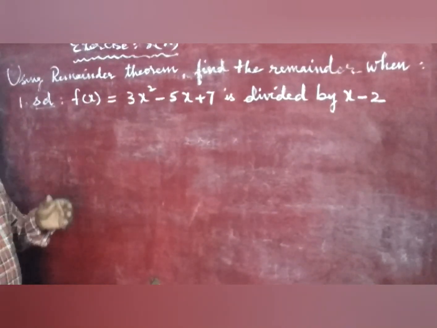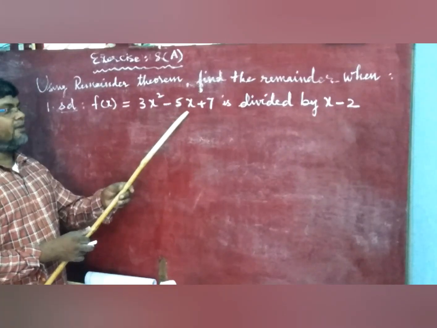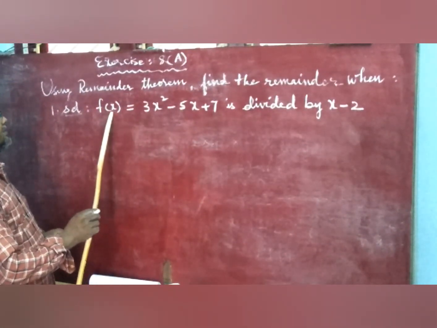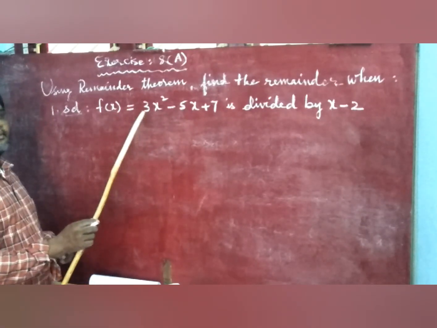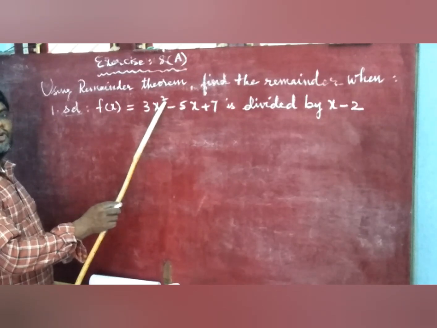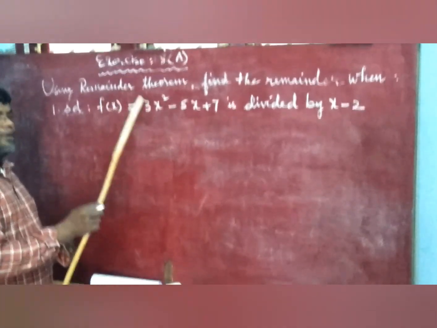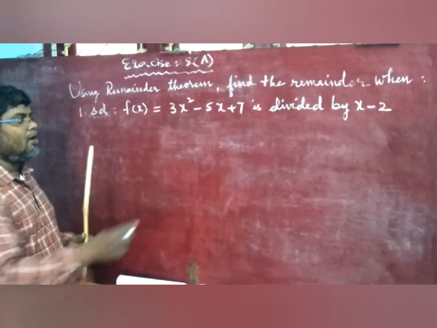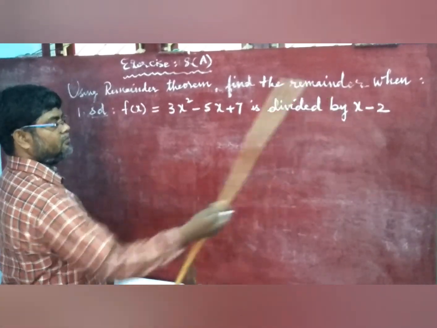F of x is equal to 3x square minus 5x plus 7. Here the function is in x. The function is in x, so everything is x terms. This is called second degree polynomial. When the power is 2, it is second degree polynomial. When the power is 3, it is third degree polynomial. Now, it is divided by x minus 2.